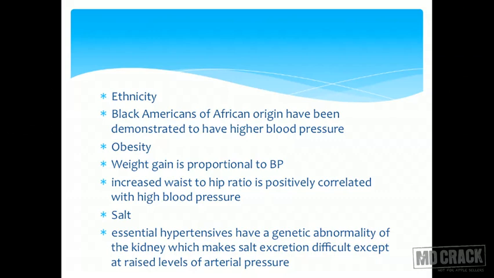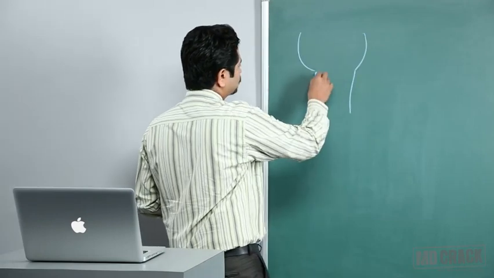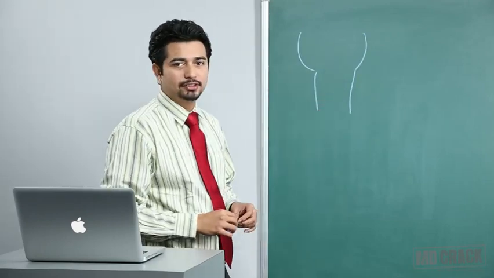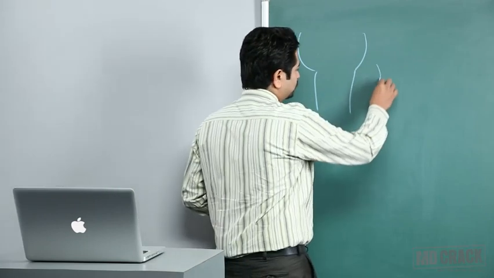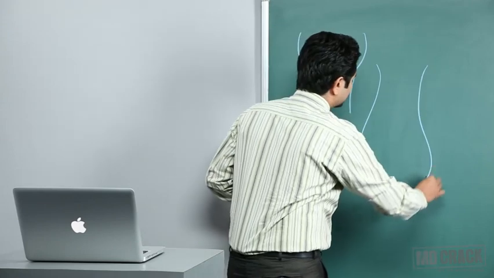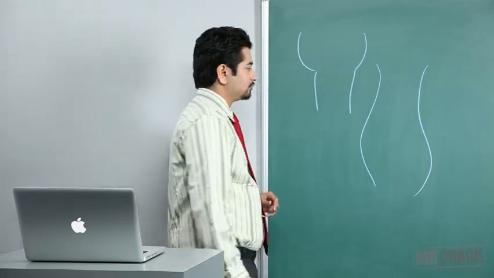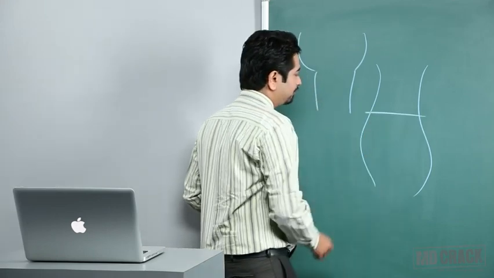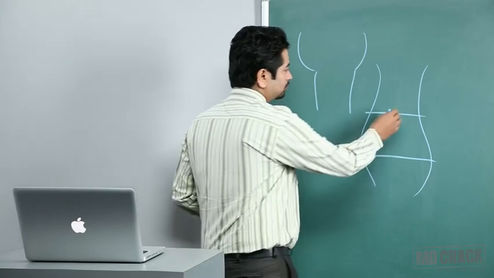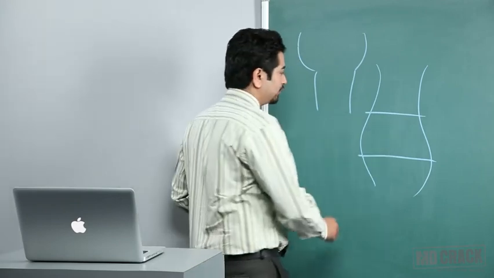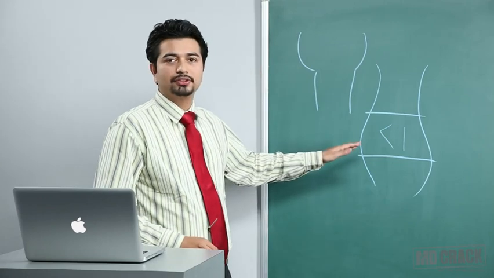How to remember this? The trick to remember this is an abdomen which looks like this and legs which look like this are not good. But an abdomen which looks like this and hips which look like this is aesthetic. In the second case, if you take the waist to hip ratio, this will be smaller and the ratio will be less than 1. So this is healthy.